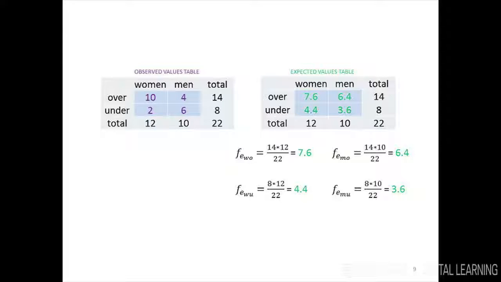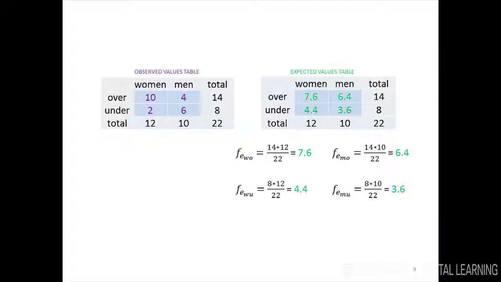So the row total for that cell is 14. Just go across until you get to the total and you see 14. Go down the column until you get to the total and you see 12. And then divide that 14 times 12 by 22, which is the total number in the data set. That's how I filled in my formula. Do the math, you get 7.6. Pop that into your table in that cell that we were just working on.